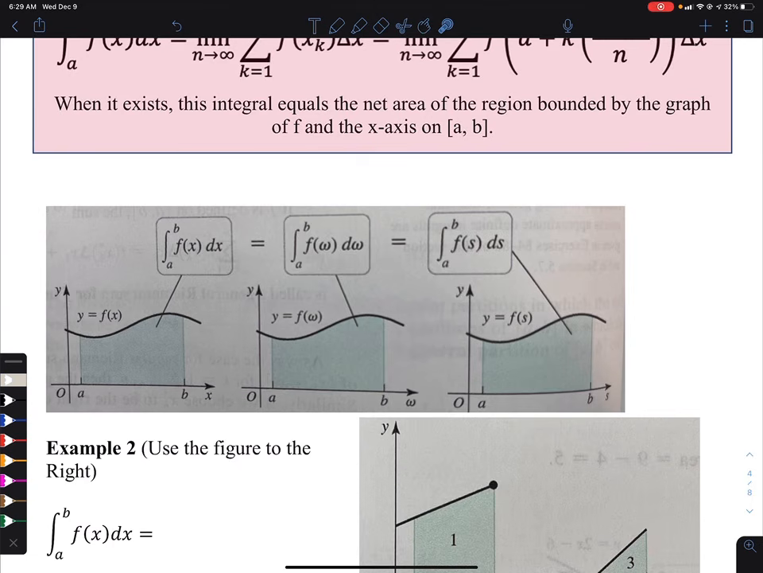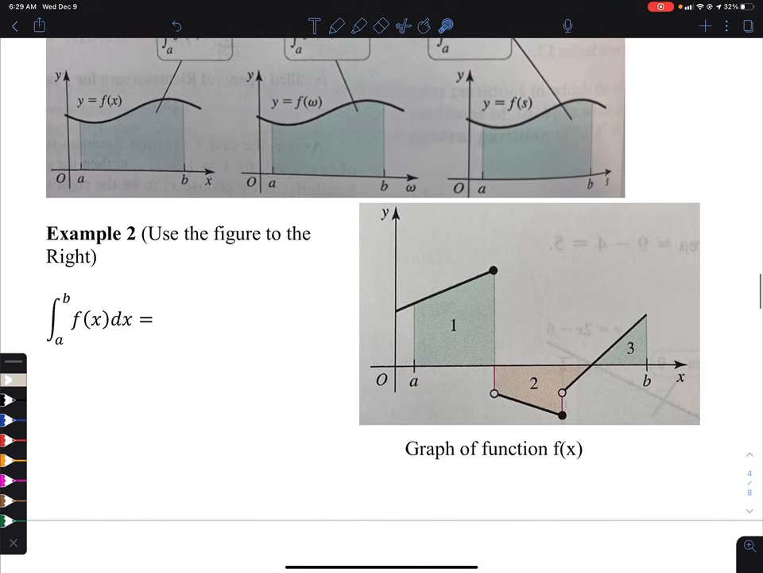All right, for practice, try to do example 2. Try to find the definite integral from a to b of f of x dx. And after you've done that, come back and we'll compare answers.